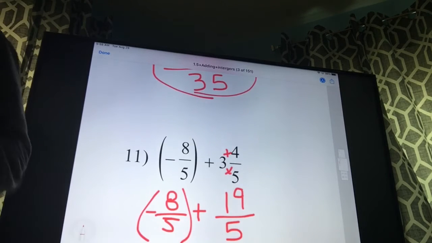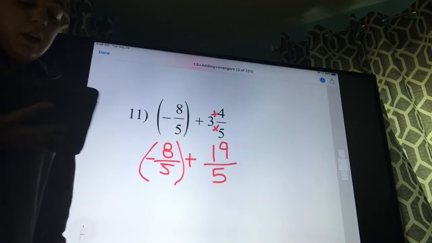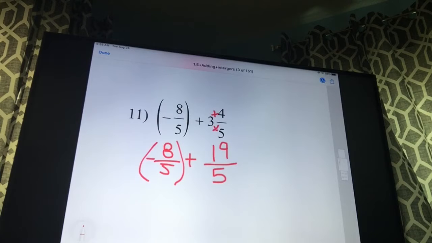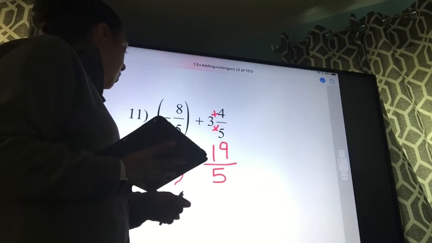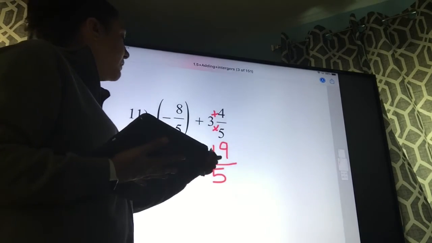Okay, and then always check, do they have the same bottom number? If the answer is yes, you can add the tops together. If the answer is no, you need to get the same bottom number. Okay, so in this case, yes, they both have a 5 for the bottom, so we can add straight across. So negative 8 plus 19.